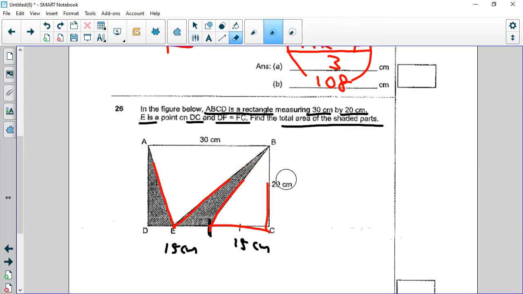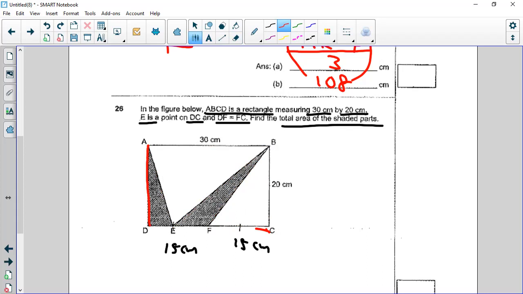Okay, now the faster way is this. The two shaded triangles, what do they share in common? Do they share a common base or common heights? They actually share a common height. The two shaded triangles, they share a common height.